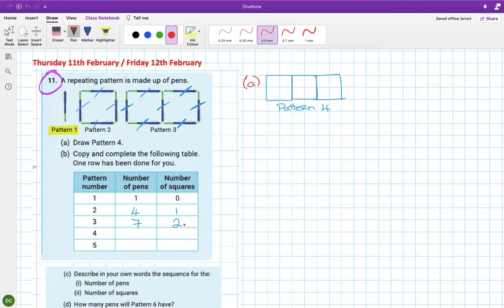In the fourth one, there's 1, 2, 3, 4, 5, 6, 7, 8, 9, 10 pens and 3 squares. So can we see the pattern? We're adding 3. Yep, adding 3, adding 3. So yep, there is a pattern. So there should be 13 pens making up the fifth pattern, and that should be then 4 squares. Okay, so describe in your own words the sequence for the number of pens.